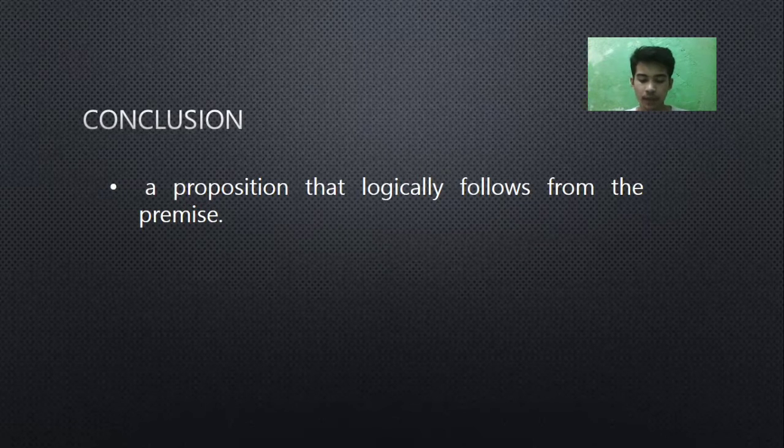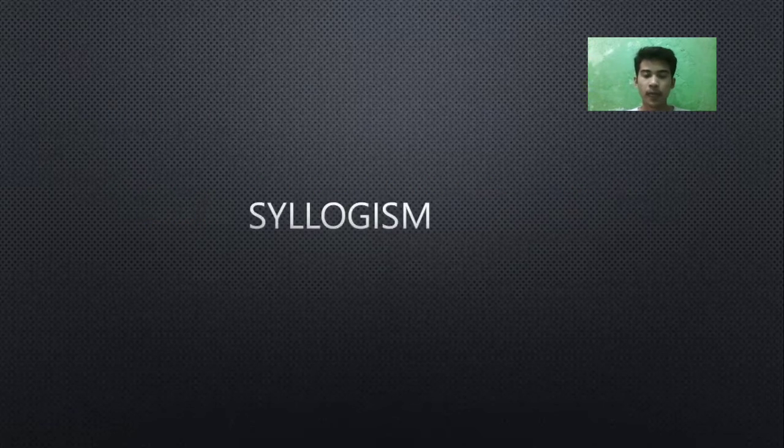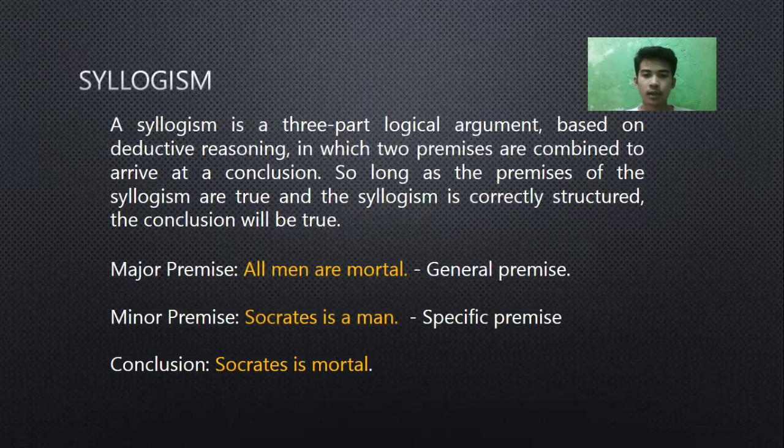But there is a form of an argument which Aristotle calls the syllogism. So what is a syllogism? A syllogism is a three-part logical argument based on deductive reasoning, in which two premises are combined to arrive at a conclusion. As long as the premises of the syllogism are true and the syllogism is correctly structured, the conclusion will be true. So for example, the major premise, minor premise, and the conclusion. It is composed of a major premise, a minor premise, and a conclusion.